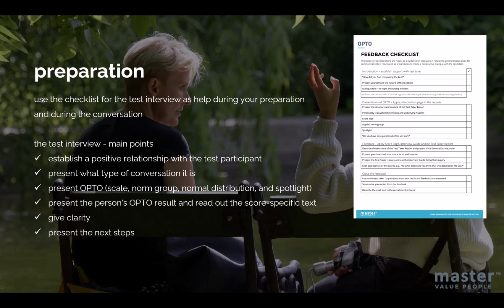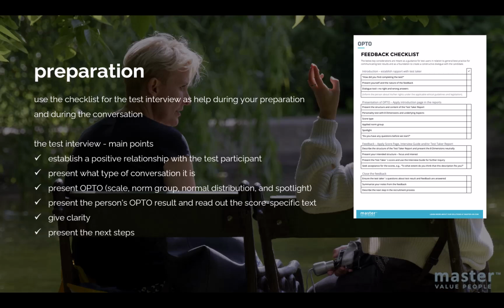Next, discuss OPTO briefly, covering the scales, norm groups, and distribution. If your organization is subject to GDPR or similar regulations, this is a good time to inform the candidate about this. We recommend clearly explaining the scale here, if not already done. It ranges from 1 to 10, with 10 being the highest. However, a high score isn't always the best, as it depends on the role's requirements.